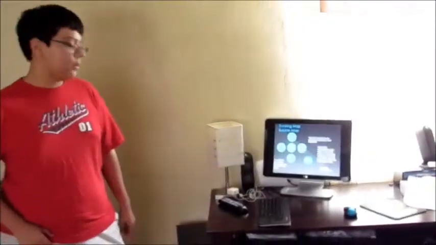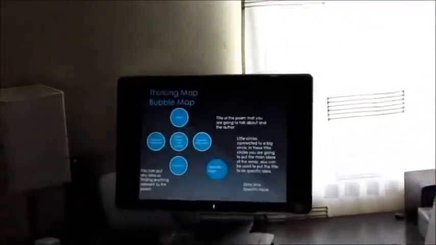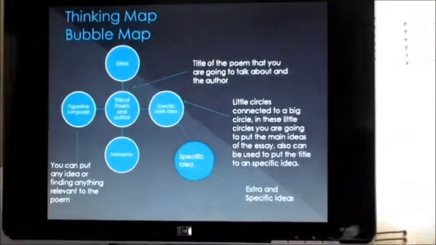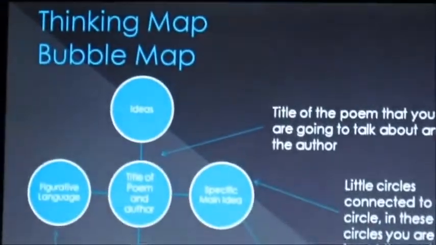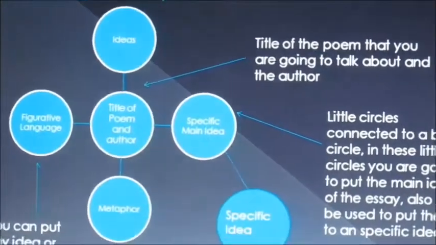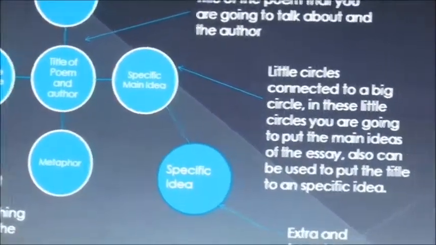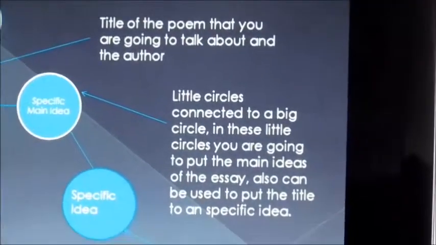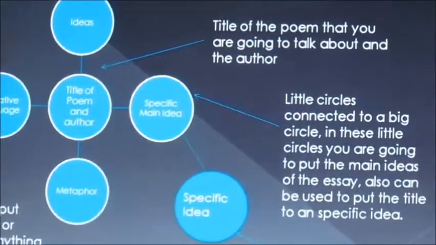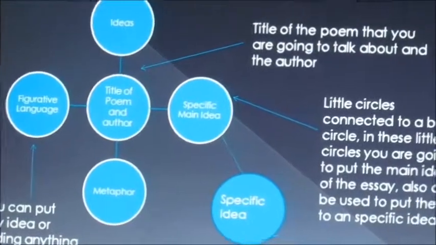Hi, now we're going to present the thinking maps that can make it easier to manage your ideas while making an essay to analyze a poem. In this map, we're going to show you the bubble map. The bubble map consists of circles connected to a big circle. On the big circle, you're going to put the main title of the poem and the author. This means that you're going to talk about them.